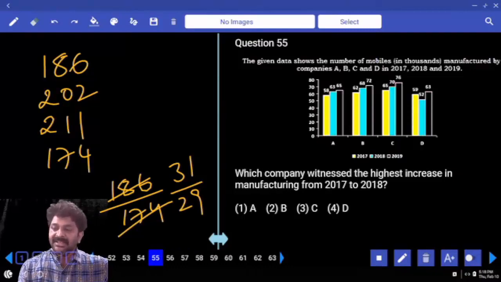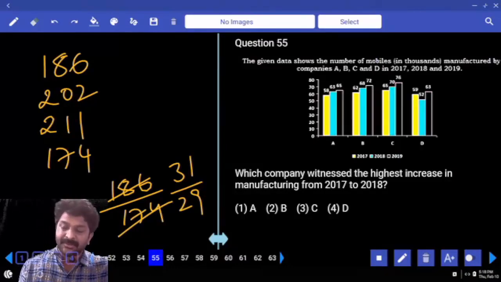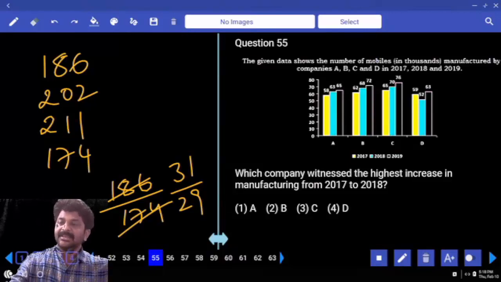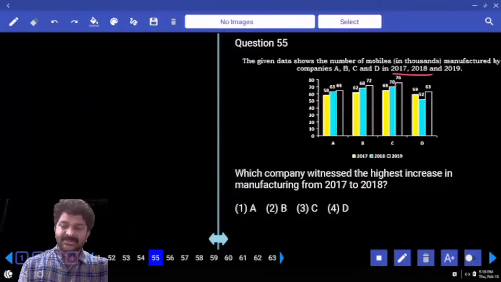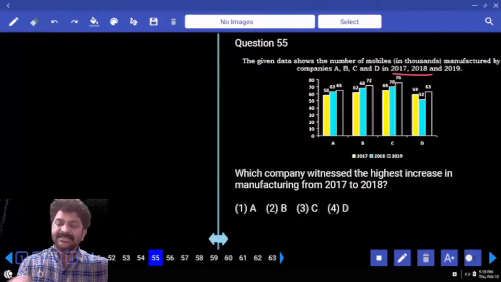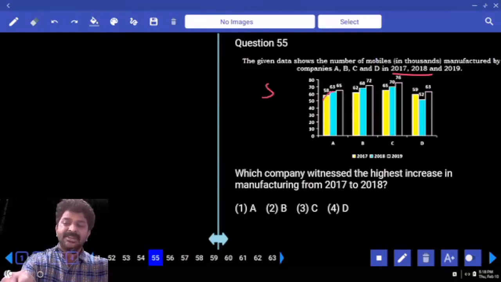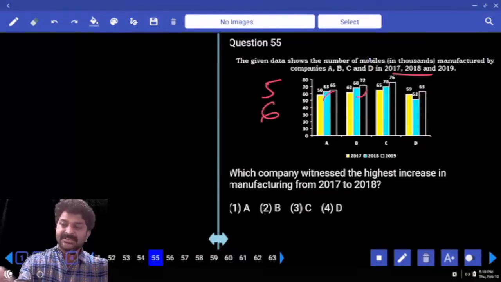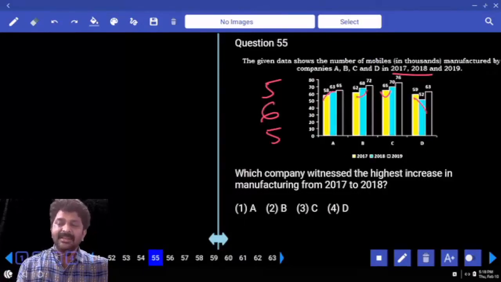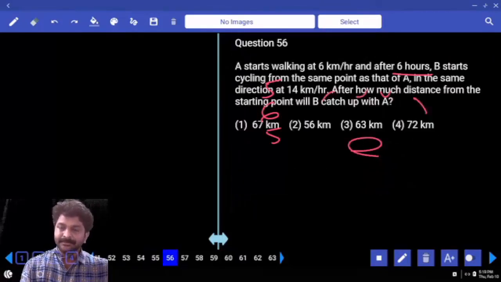Which company witnessed the highest increase in manufacturing from 2017 to 18? 17 to 18 in the sense first 2 years only, right? It is only in terms of a number but not in terms of percentage. For A, 58 becomes 63. How much increase? 5. 62 becomes 68. 6. 65 becomes 70. 5. And D, decrease we have. So out of these three, highest is for B.